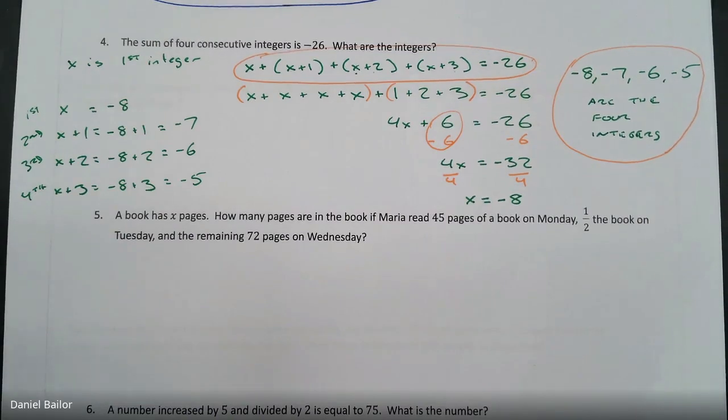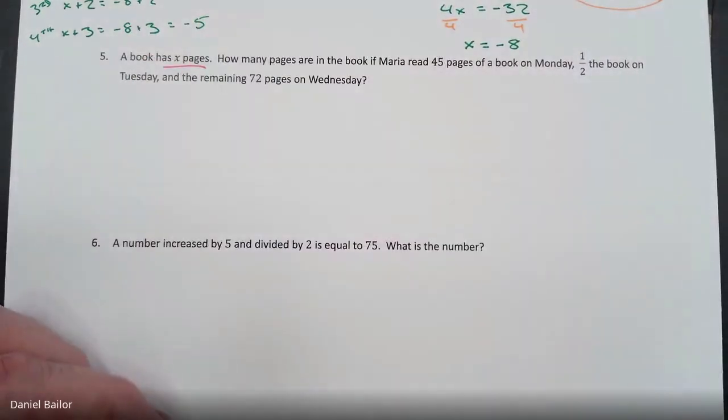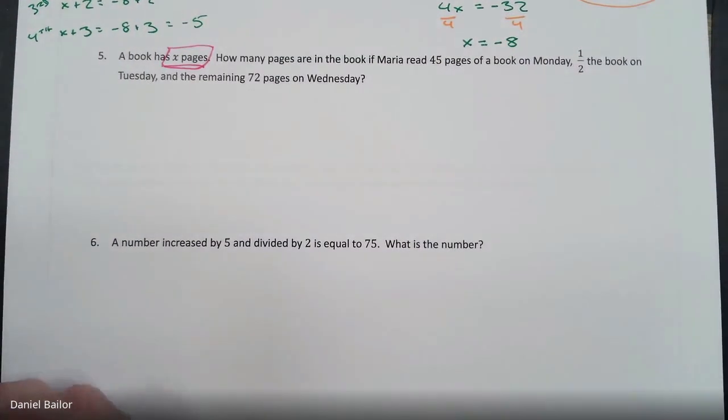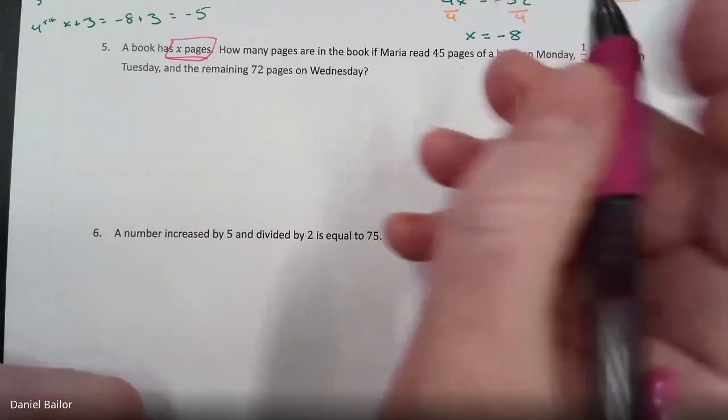Let's do another one. Exercise 5. A book has x pages. Well, that's nice. They told us what x means already. X is the number of pages. How many pages are in the book if Maria read 45 pages of a book on Monday, half the book on Tuesday, and the remaining 72 pages on Wednesday? So she finished a book in 3 days. Good for her. She finished a book.